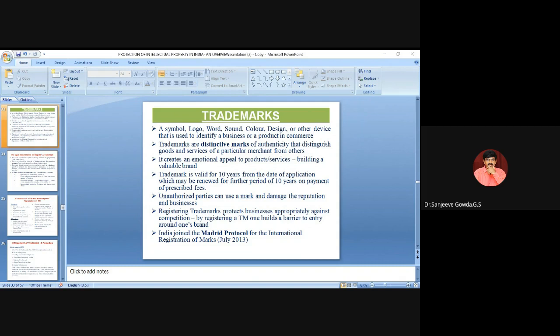Then, what are the requirements for registration of the design? Of course, it should be novel and original. Your design must be novel, maybe a shape or configuration or any lines. It must be new, original, and novel. It should be applicable to a functional article.